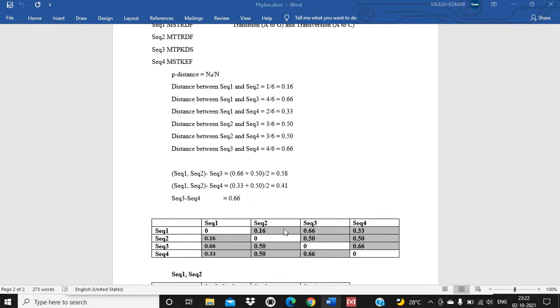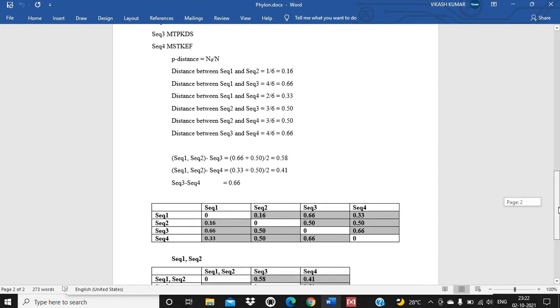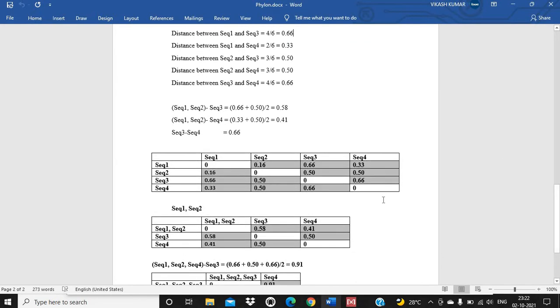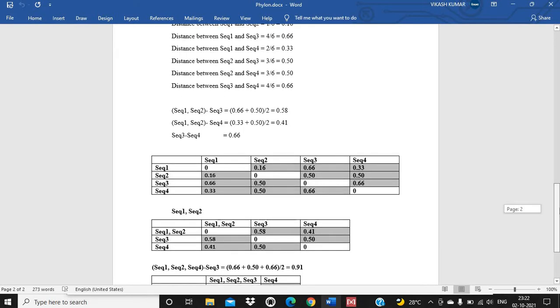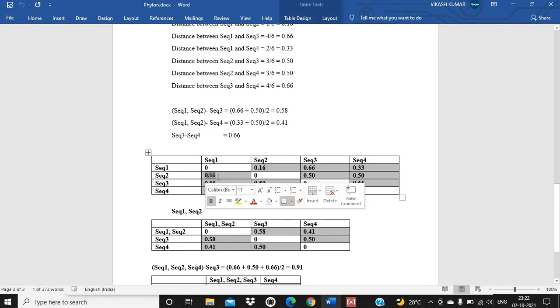So there is only the upper part and lower part of the matrix, and we can use either one. What we do in the UPGMA method is we first select the lowest p distance. We see that sec1 and sec2 show 0.16. So the p distance is very low. It's the lowest p distance.